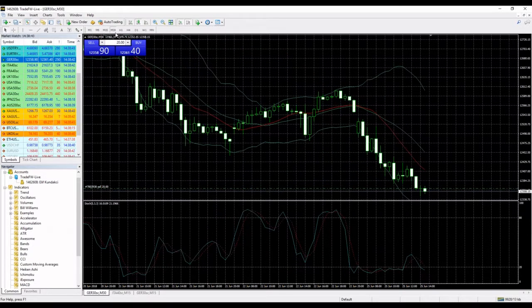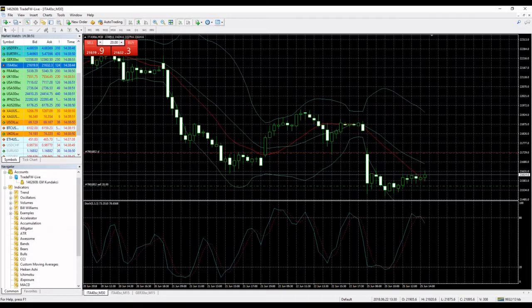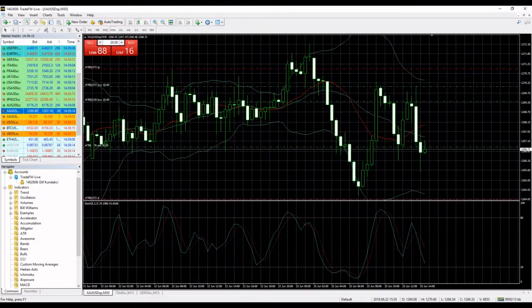Italy 40 is not moving. Italy 40 is not moving today, so it doesn't really make us happy. I see you guys. Come on. I want my gold position to move so I can make a decision on gold, but I don't see anything.